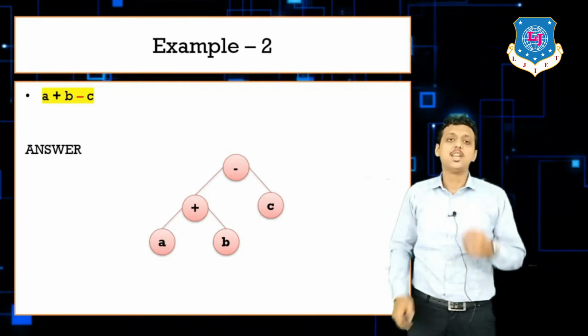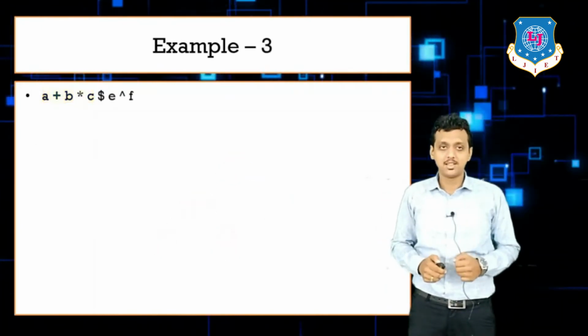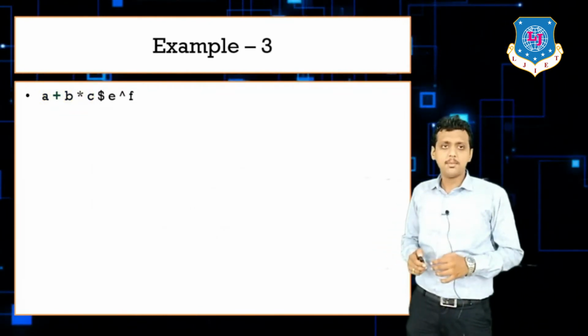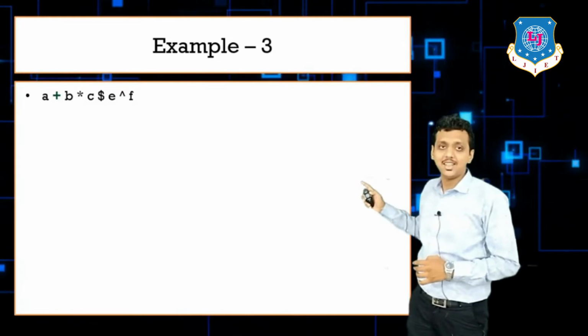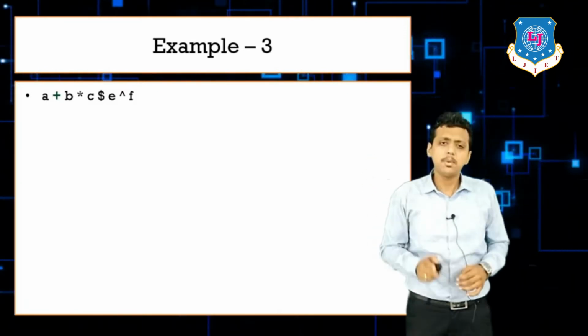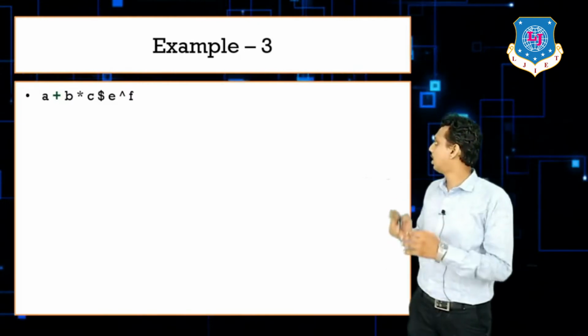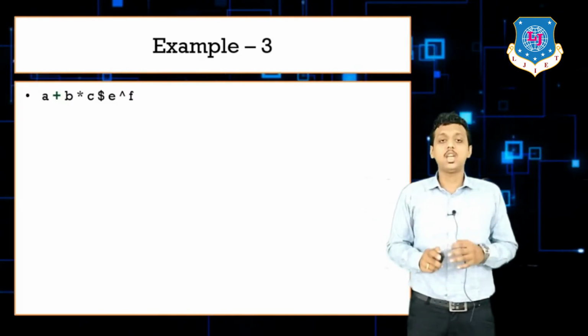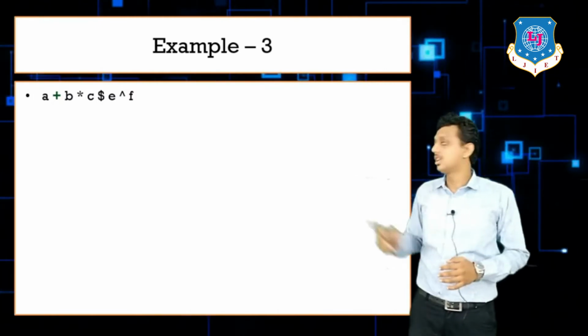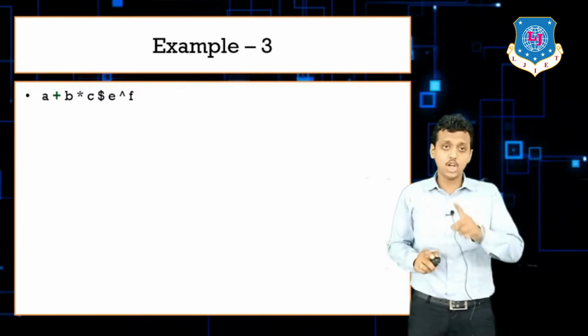Fine. So let's start with the third example. Our third example is a plus b star c dollar e caret f. So here we have a plus b star c dollar e caret f. So from this whole expression, we need to solve first dollar or caret.